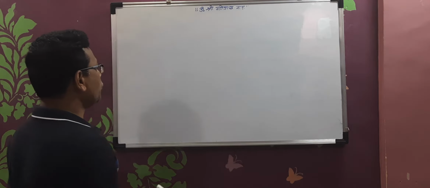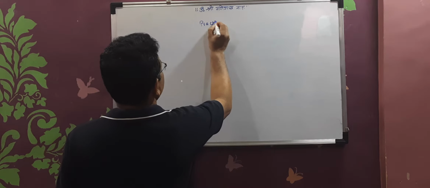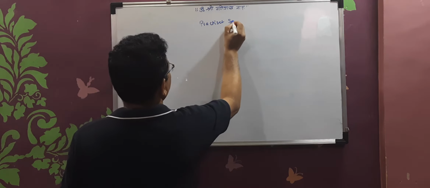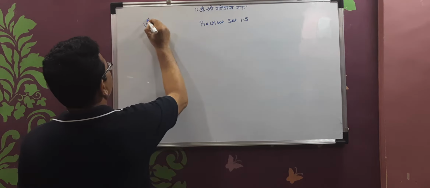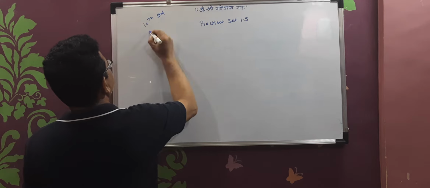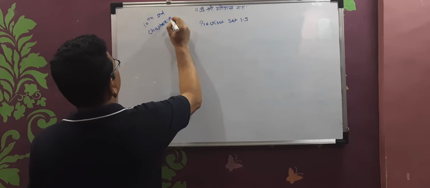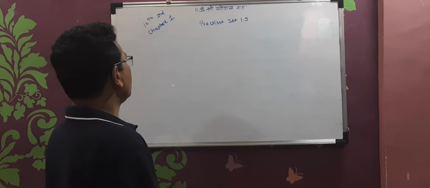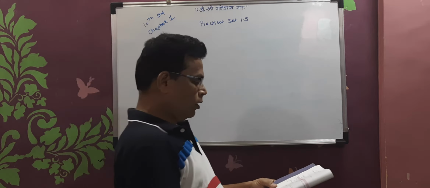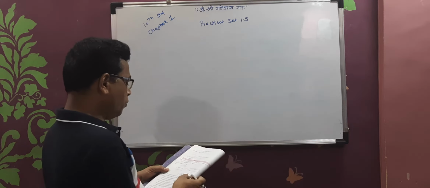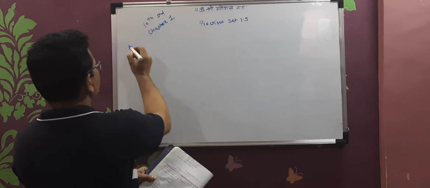Today we are going to continue with the same practice set, that is practice set 1.5, 10th standard, chapter 1. Now we are going to solve problem number 3. In practice set 1.5, the problem is this. Problem number 3 is the sum of.